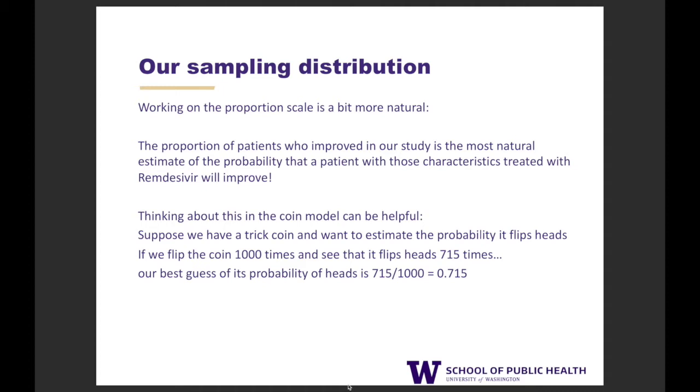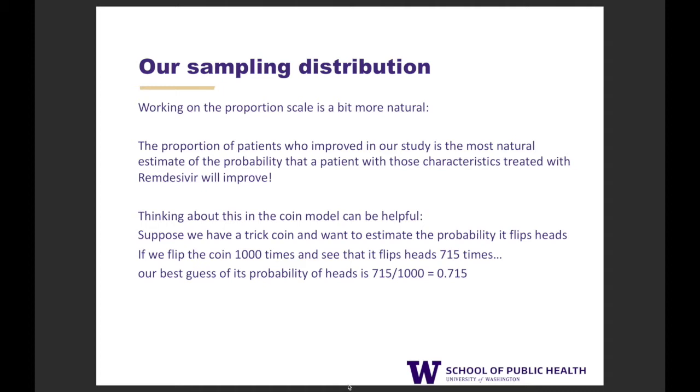If we think about a parameter as the probability that a coin will flip heads, then the proportion of times the coin has flipped heads in our study flipping the coin is the natural estimator for that parameter. Again, the proportion of patients who improve in our study is the most natural estimator of the probability that a patient with characteristics like those on our study treated with remdesivir will improve. So the proportion is the natural estimate of the probability, which is that parameter we're interested in.